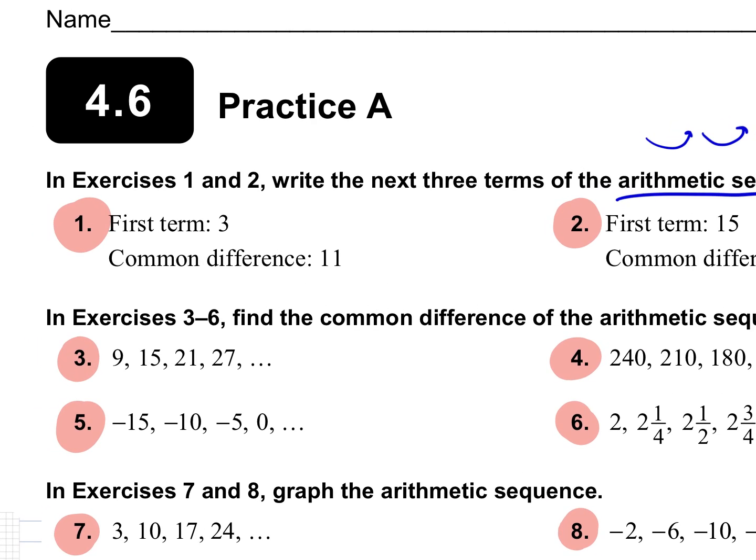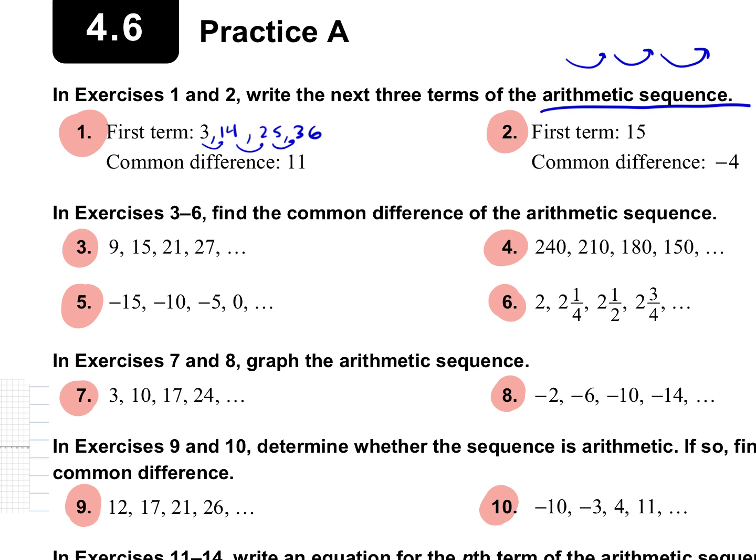So if my first term is 3, what would my second term be? 14, perfect, because we just add 11 to get to the next term. So 14, what would my next term be? 25, and then the fourth term? 36, perfect. I'm going to skip to number 3.